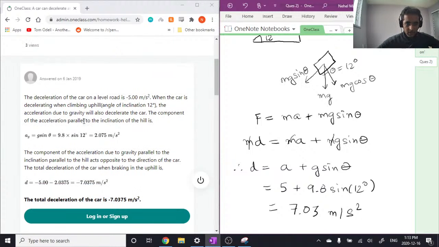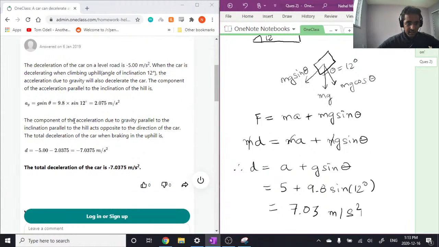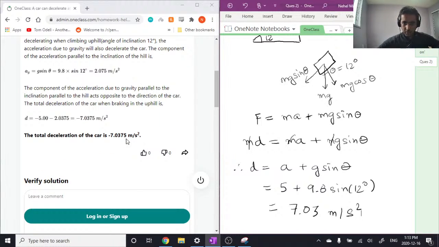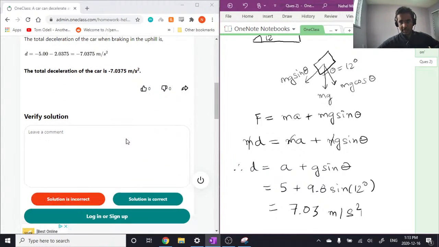Okay, so looking at the answer, the deceleration of the car on a level road is given. So again, this is correct. The gravity also helps us decelerate the car, and with the component of gravity the overall deceleration is 7.03 meters per second square. So this answer is correct.